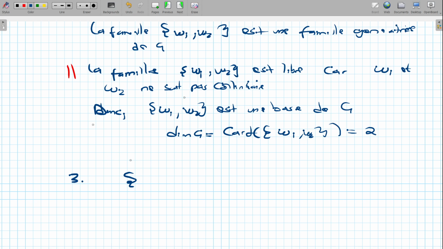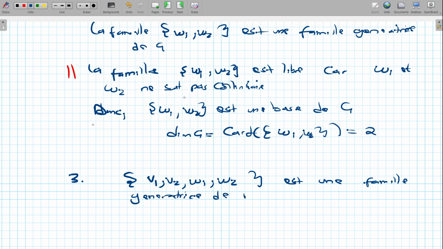So this family of vectors that we have here, let's say V1, V2 and W1, W2, which is formed by the union of the two basis systems, the first one being V1, V2, and then W1, W2, est une famille génératrice de quel espace? Est une famille génératrice de F plus G.